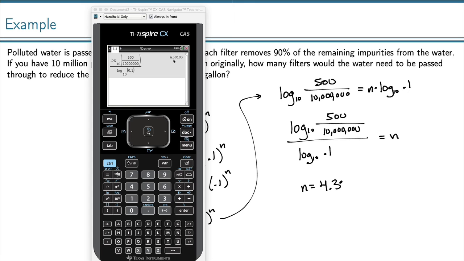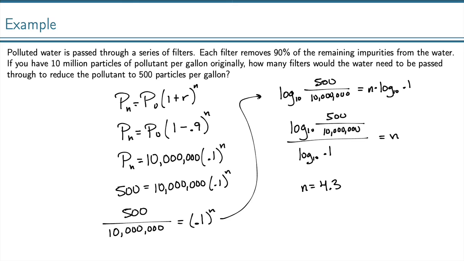Now, in this problem, we have n equals about 4.3, but we have to think about the context of this problem. The problem is telling us that we're passing through filters to get to 500 particles per gallon, and it doesn't make sense to pass through 0.3 filters. So in order to get down to below 500 particles per gallon, we would have to pass through 5 filters.